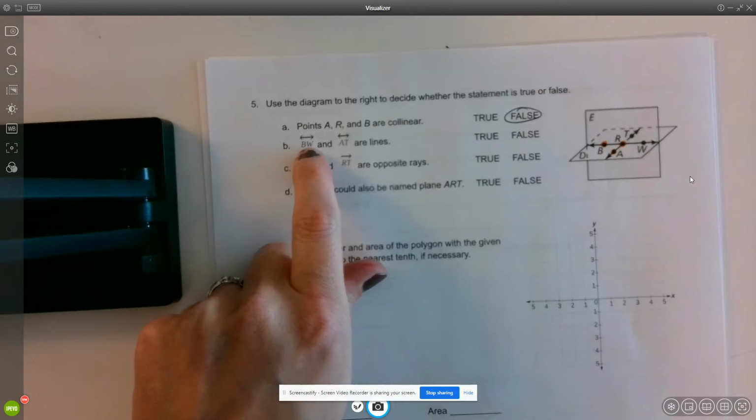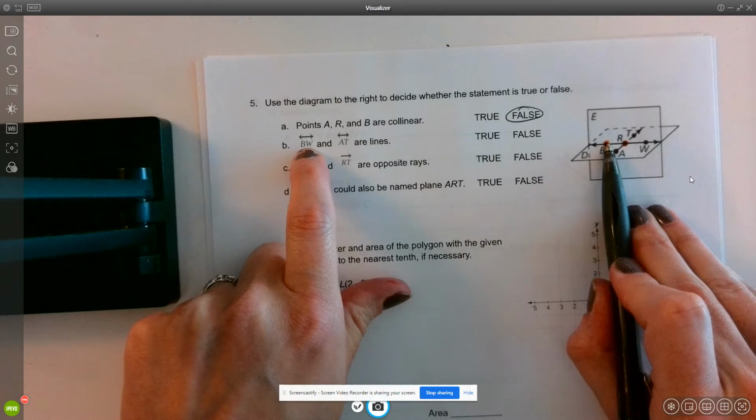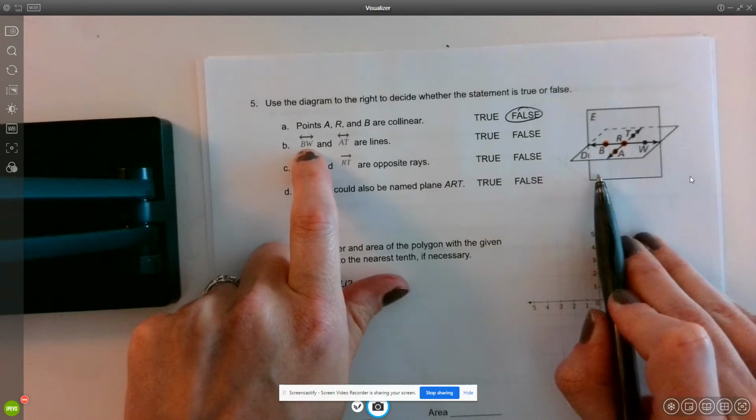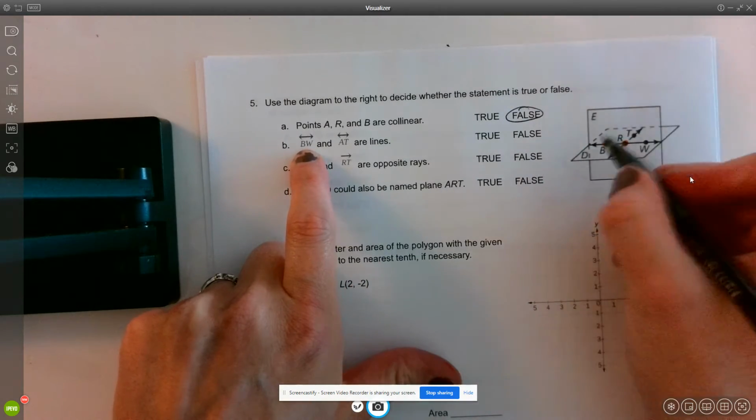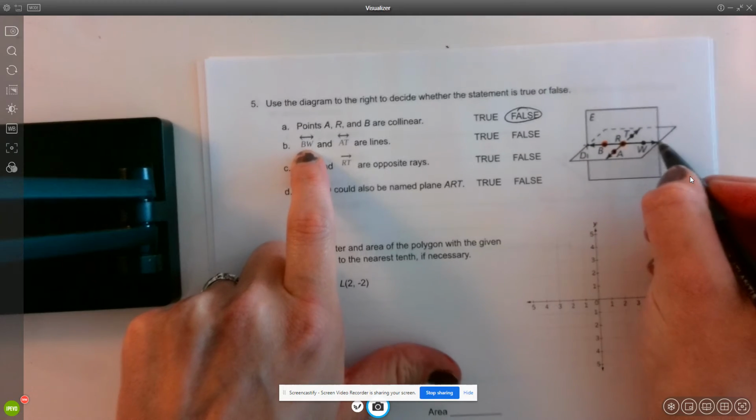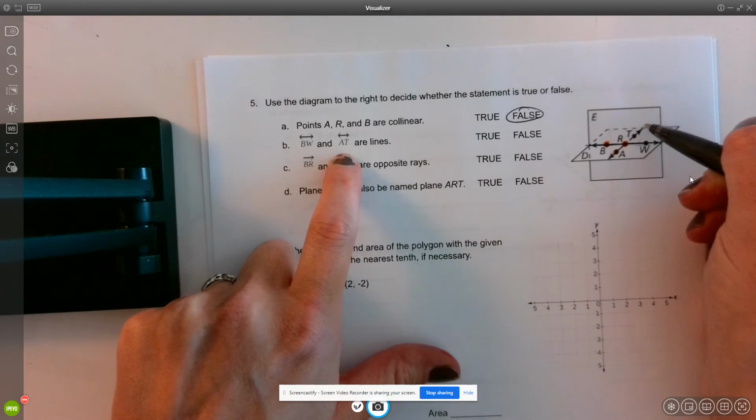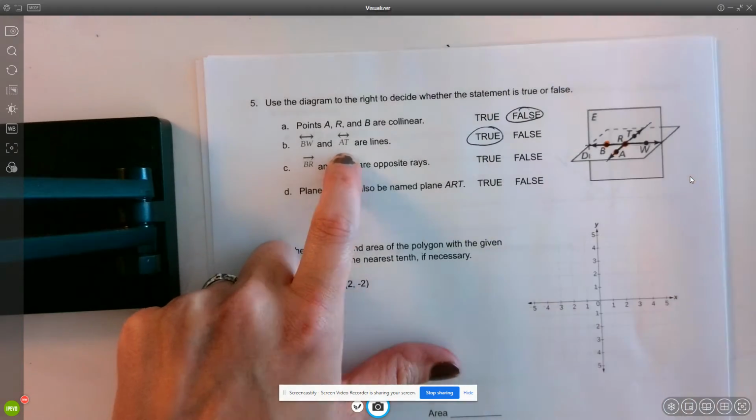Line BW and line AT are lines. If I look in this diagram, here's line BW and here is line AT. Those are both lines in the picture. That is true.